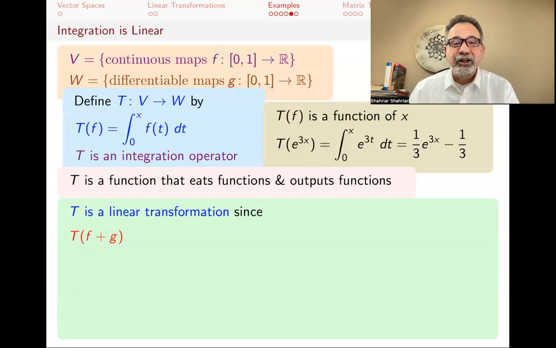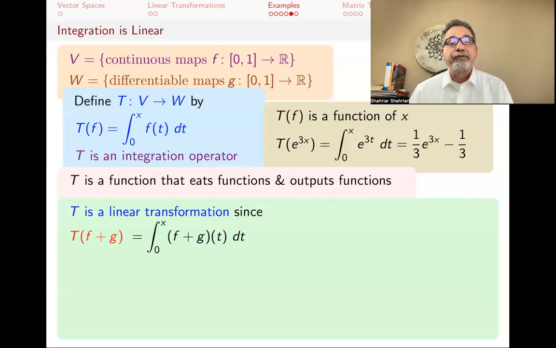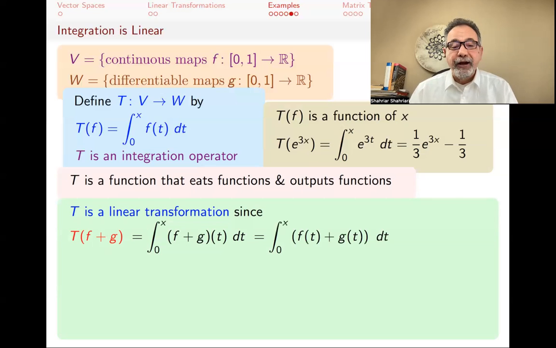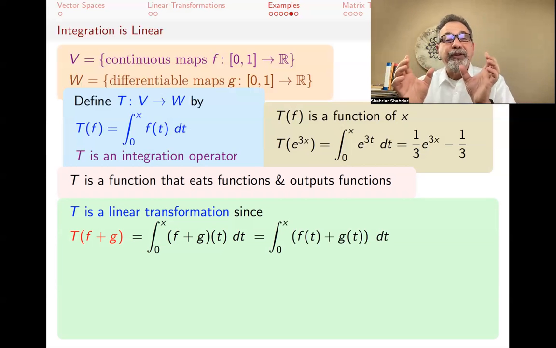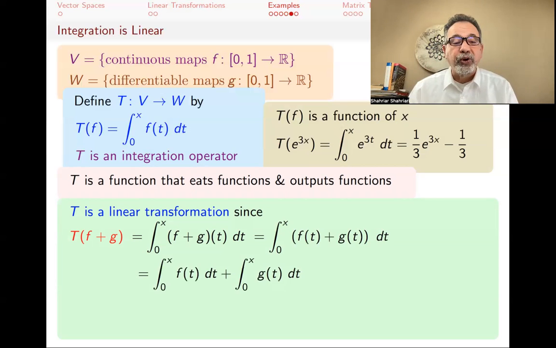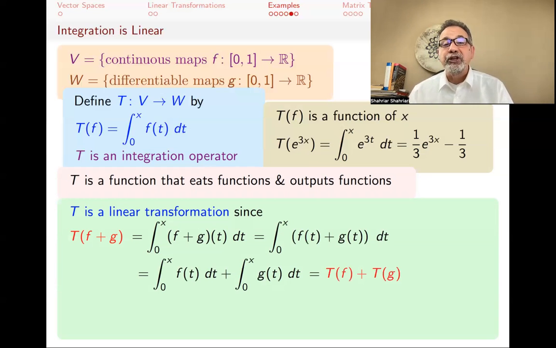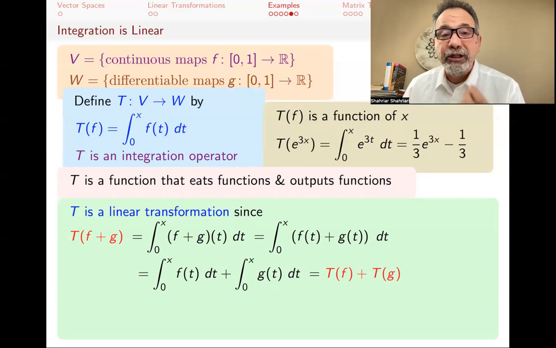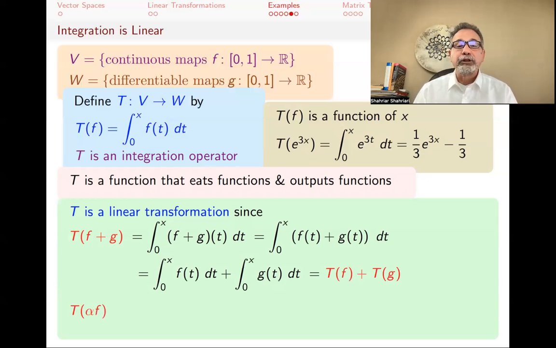So why is this a linear transformation? Because if I find T of f plus g, what does that mean? That means that I have to find the integral of f plus g from 0 to x. But that's the same as finding the integral of f of t plus g of t from 0 to x. And when you are integrating a sum, you can split it into two integrals. That's, again, something that you've been doing in calculus all along. So you have the integral from 0 to x of f of t dt and the integral from 0 to x of g of t dt. But those are T of f and T of g. So I proved to you that T of f plus g is T of f plus T of g, and T respects addition.